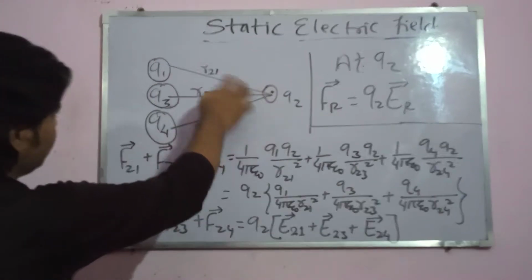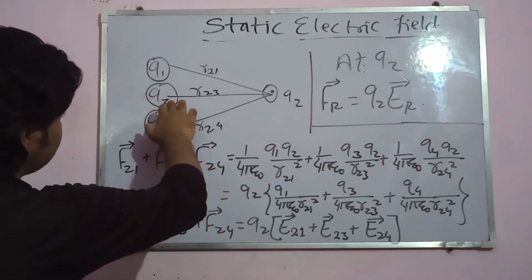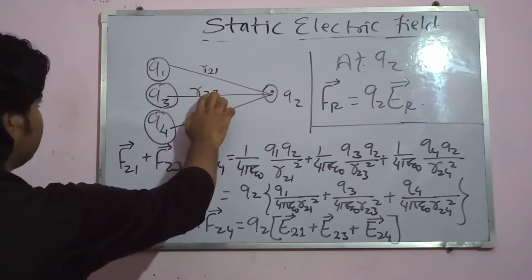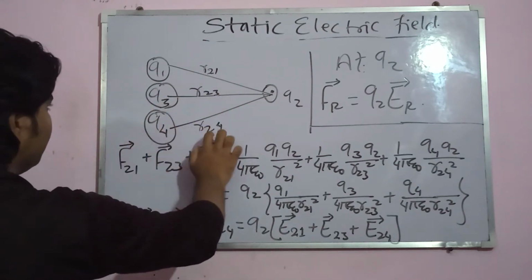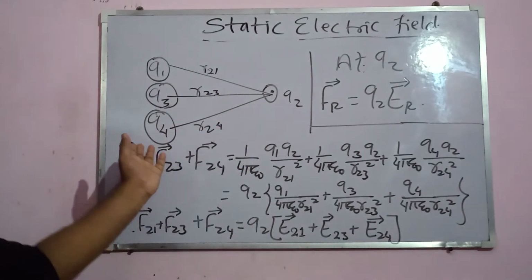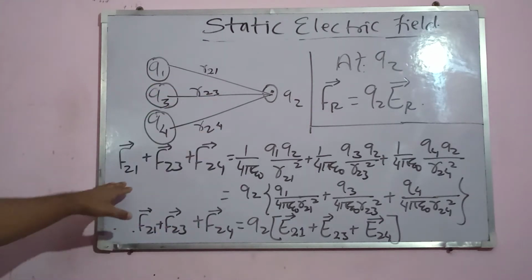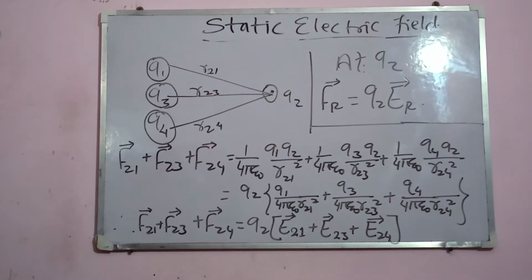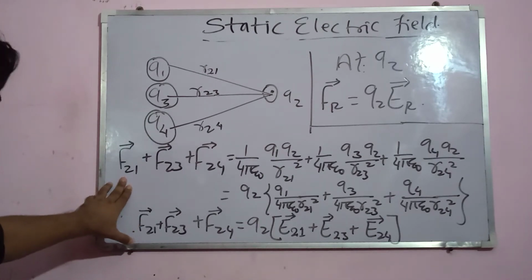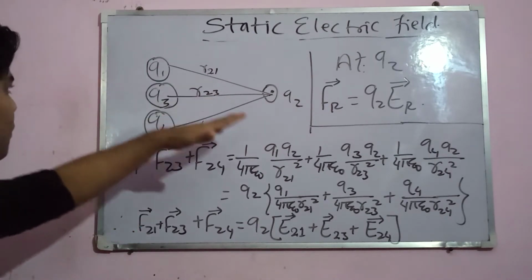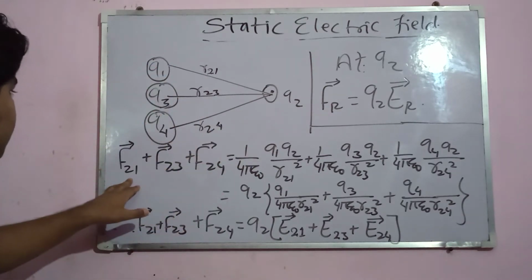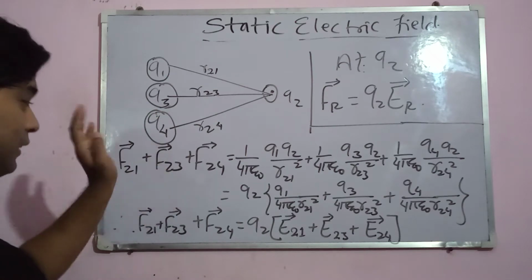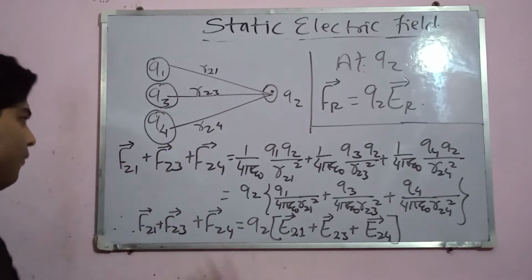The distance between Q1 and Q2 is R21. The distance between Q3 and Q2 is R23. The name reveals it is the distance of the second charge from the third one. And R24 is the distance between Q4 and Q2. As we know, two charges can apply electrostatic force on each other. So F21, the force on the second charge by the first charge, is this; the force on the second charge by the third charge is this; and the force on the second charge by the fourth charge is this.